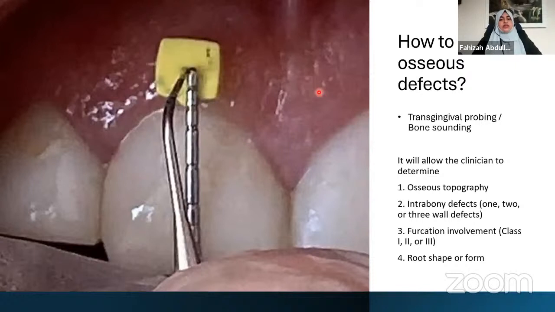Now, how do we diagnose this? I'm sure everyone has heard about transgingival probing and bone sounding. We take a probe and go along the sulcus in a walking probe method to find out if there are any osseous defects. So this allows the clinician to determine the osseous topography, where the interbony defects are present, whether it is a one wall, two wall or three wall defect, furcation involvement, root shape or form. This alone cannot define the osseous defects. Along with this, we take a radiographic evaluation and correlate it with the clinical evaluation as well.